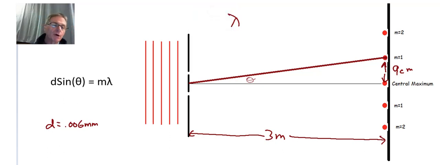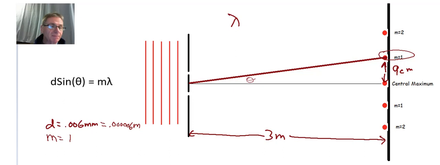Okay, so what do we know? Well, we know d is equal to 0.006 millimeters. But do we deal in millimeters in physics? No, not really. We're going to have to convert that to meters, all right? And so we're going to convert this to meters, so this becomes 0.000006 meters, because we have to divide this number by 1,000. So we have d. We have m, all right? We've already said that m is equal to 1, so this is m over here. So we've got that.